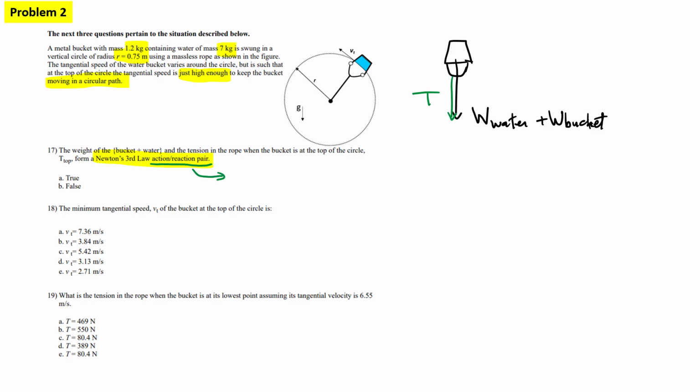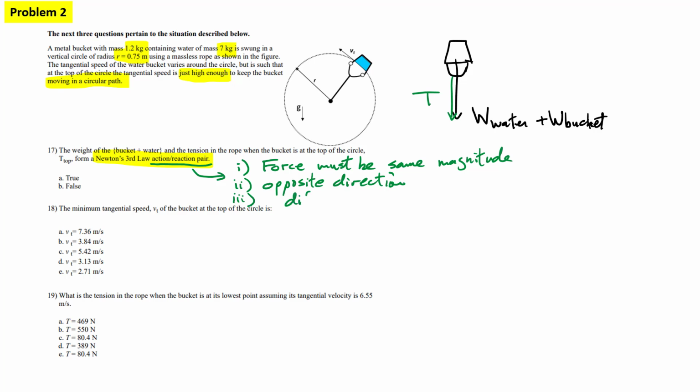For forces to form an action-reaction pair, we need 3 criteria. First of all, the forces must be the same magnitude. Okay, we don't know if these forces are the same magnitude. Second criteria for forces to form an action-reaction pair, they must be in opposite directions. Are these forces here in opposite directions? No, they're in the same direction. They're pointing down toward the center of the circle. The third criteria, which is very, very important, is they must be on different objects.